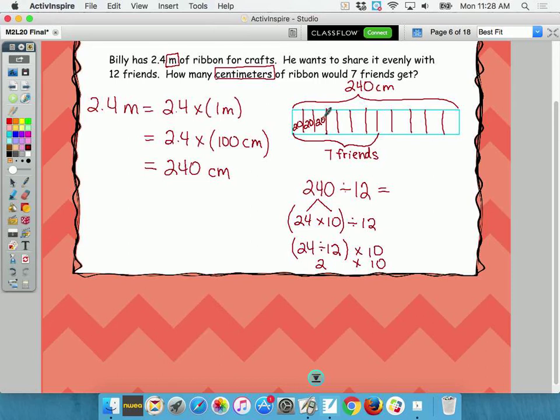Now the problem is asking for how much 7 friends will get. 7 times 2 is 14. Then you pop on the 0. Oh, so Cooper did the problem like this. Yeah. Clever. Okay.